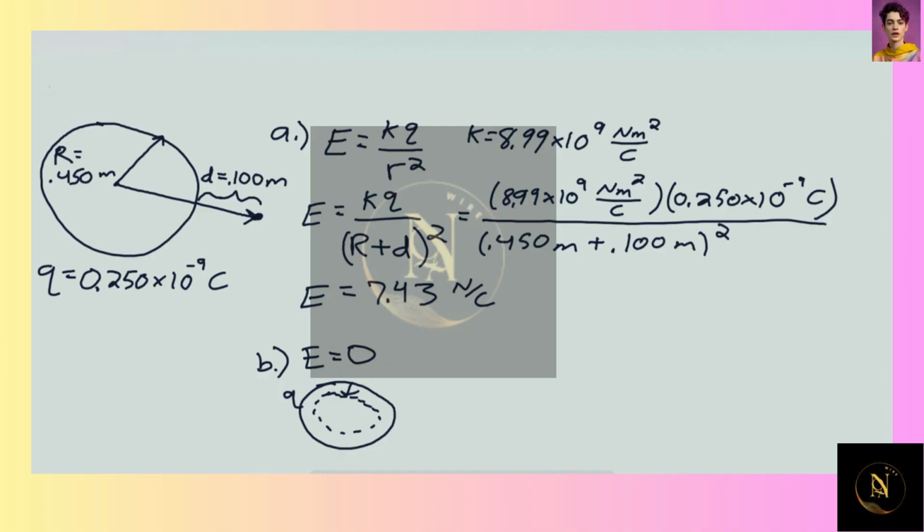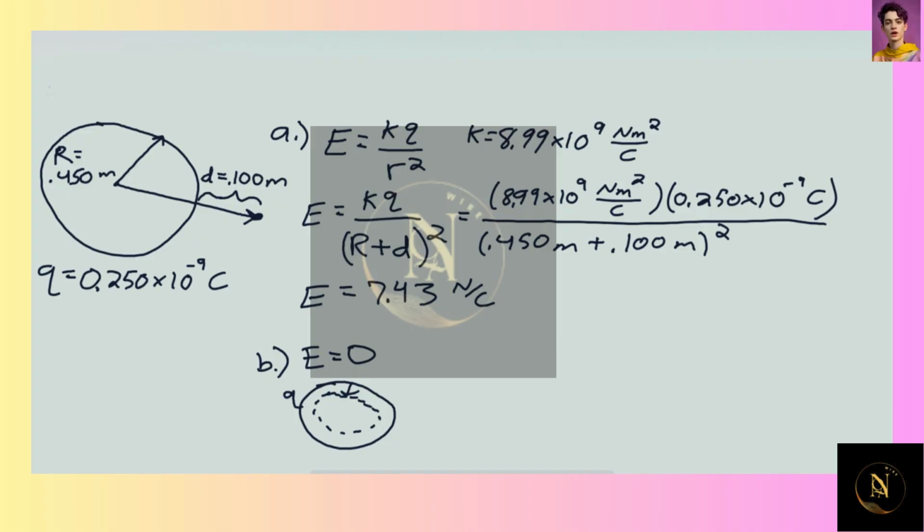A solid metal sphere with radius 0.450 meters carries a net charge of 0.250 nanocoulombs. Find the magnitude of the electric field (A) at a point 0.100 meters outside the surface of the sphere, and (B) at a point inside the sphere, 0.100 meters below the surface.